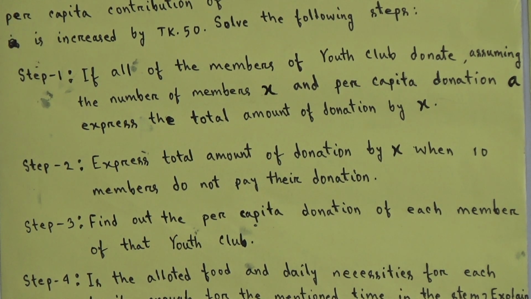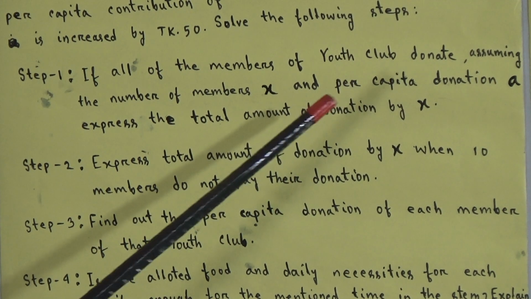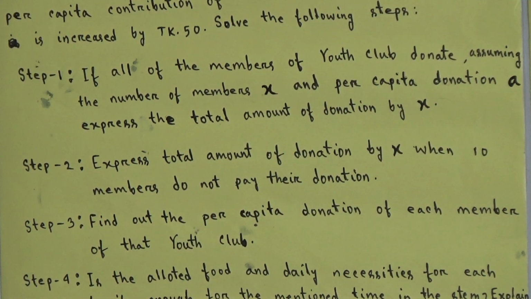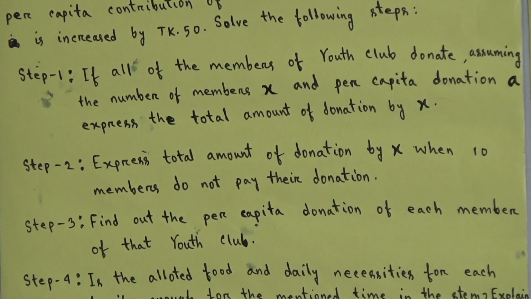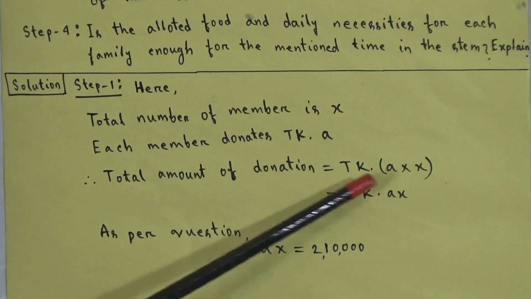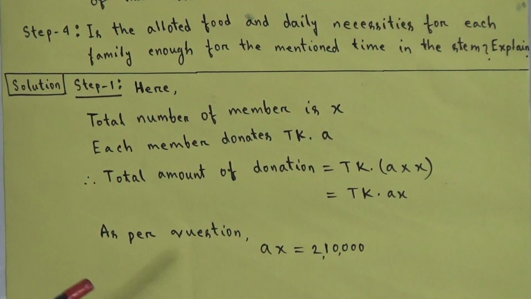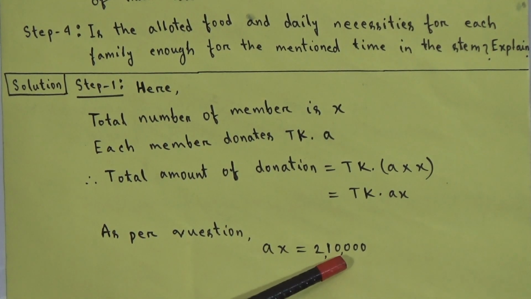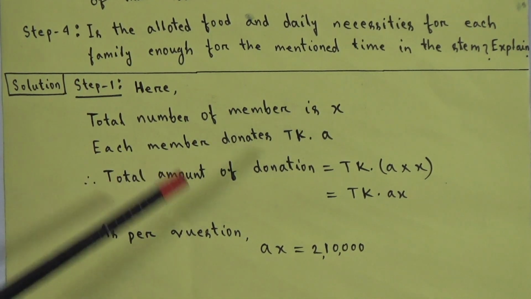Here the solution is given. Total number of members is X. Each member donates A. Here in the question it is said that per capita donation is A. Per capita donation means each member's donation. That means each member donates TK A. So one member donates TK A, so X number of members donate A multiplied by X. Total amount of donation will be TK A multiplied by X. This is equal to TK AX. And as per question, we can write AX equal to 2,10,000, because in the stem it is mentioned that the total amount of budget was TK 2,10,000. So as per question, AX equal to 2,10,000. Okay, dear students, we have solved step 1. This is the solution of step 1.